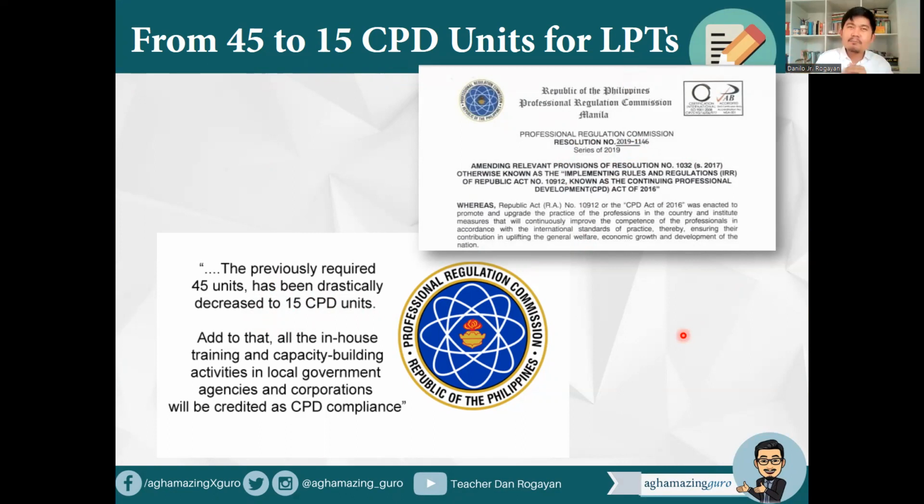Kasi pinakinggan din naman, no, during the consultation, pinakinggan ng mga teachers at mga teacher organization na medyo masyadong marami o malaki yung 45. Lalo ngayon, yung mga CPD na ito ay may mga payment. No? Some organization, of course, would require a certain fee for seminars and workshops na merong mga CPD.